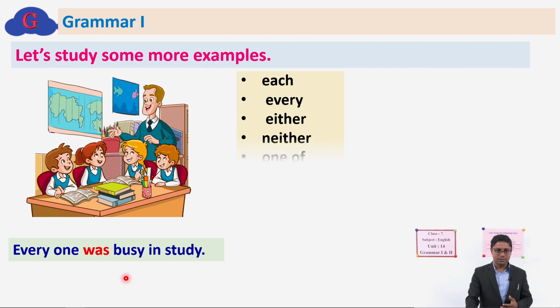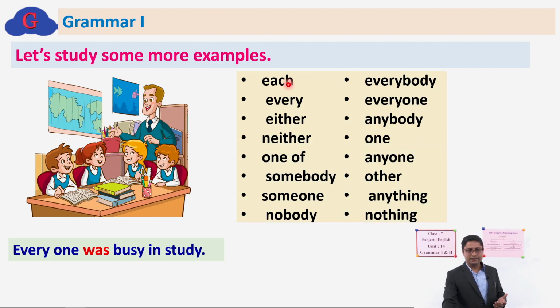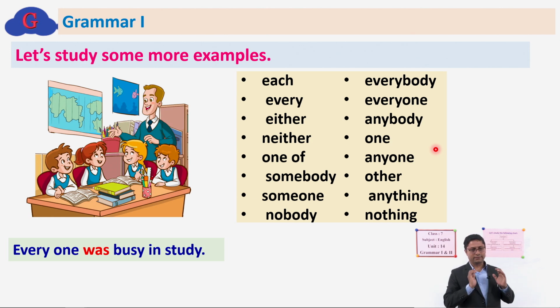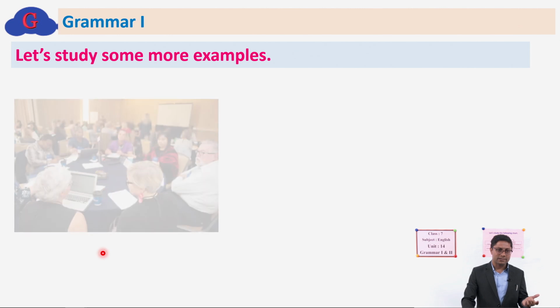Let us see the list. You see there, there is each, every, either, neither, one of, somebody, someone, nobody, everybody, everyone, anybody, only one, anyone, other, anything, nothing. So, if such words come as subject in the beginning, then with them we use the singular form of the verb, as we have already done. Here we have used was. Okay. Now, let us look at the next example.